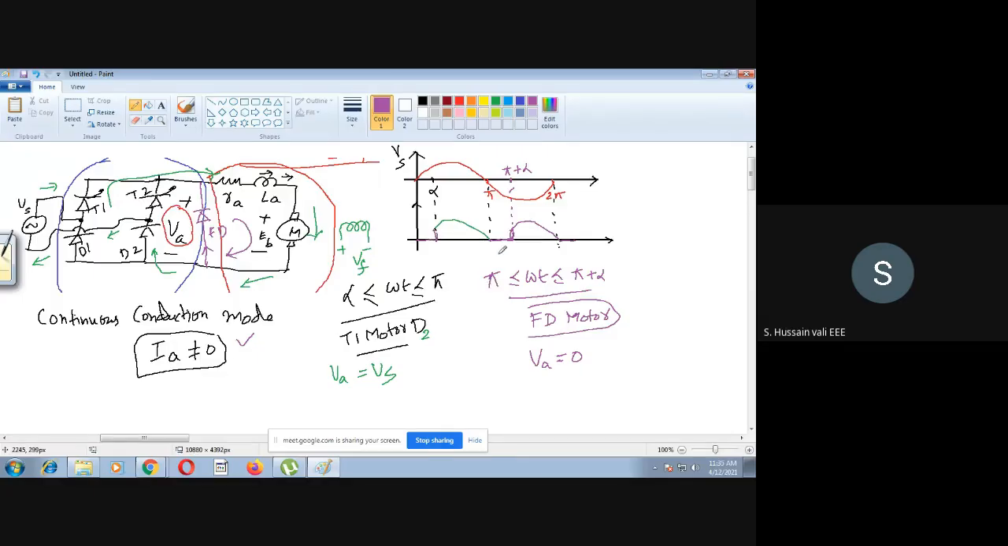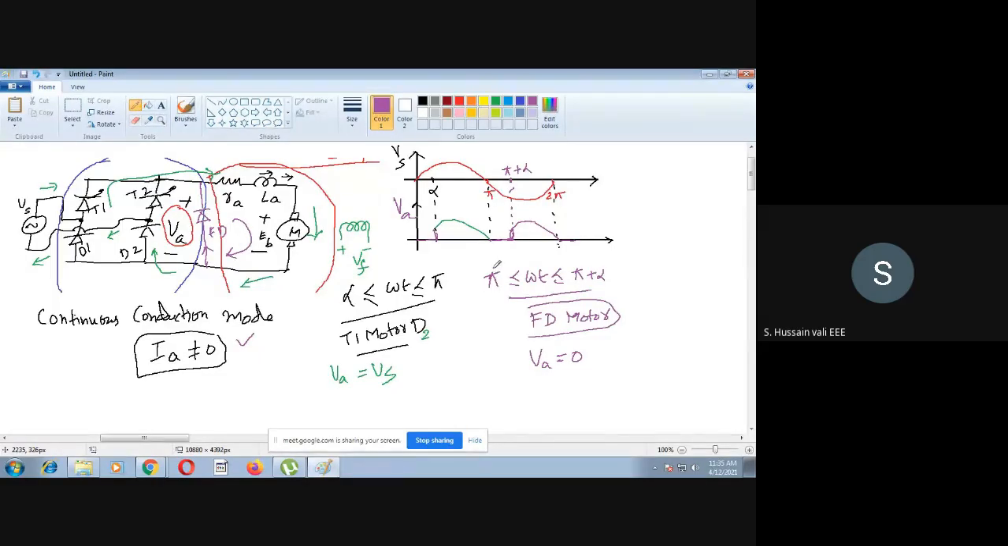That's it. So from alpha to pi it is Vs, and from pi to pi plus alpha it is 0. So this is the waveform of the output voltage VA. This was a little bit different compared with the discontinuous conduction mode, because in the discontinuous conduction mode you had three intervals. There is a third interval in which there is no current in the motor.